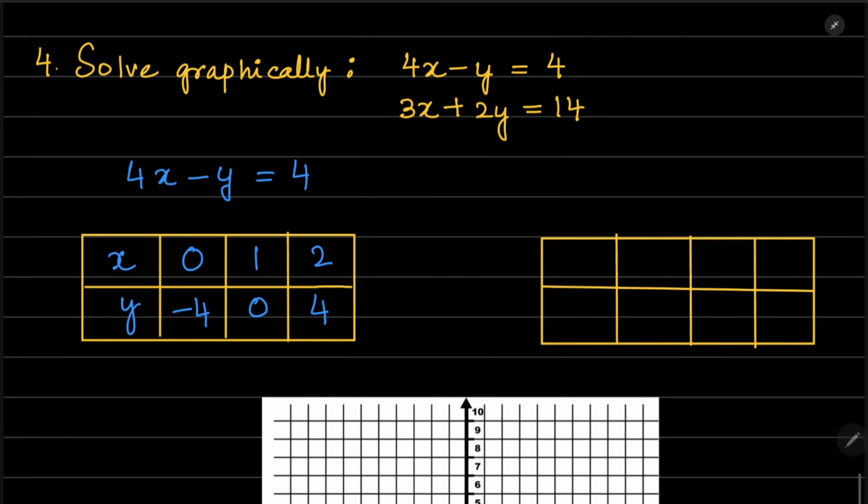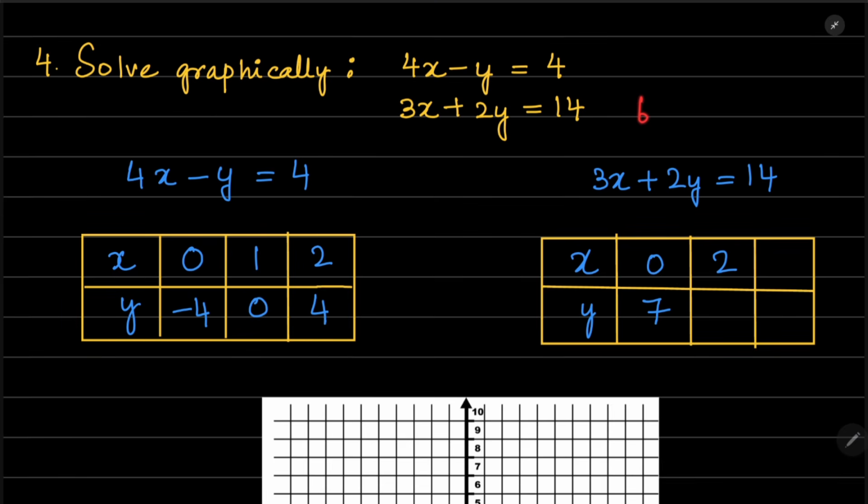Now, let's go on to the second equation, which is 3x plus 2y equal to 14. For different values of x and y, let's do it. If x is equal to 0, what will you have? So 0 plus 2y equal to 14. y is equal to 14 by 2, which is 7.